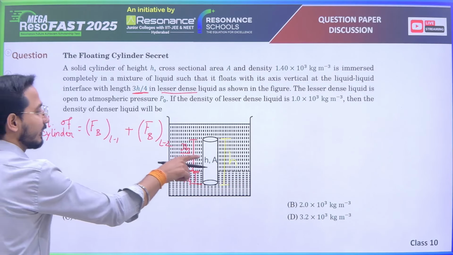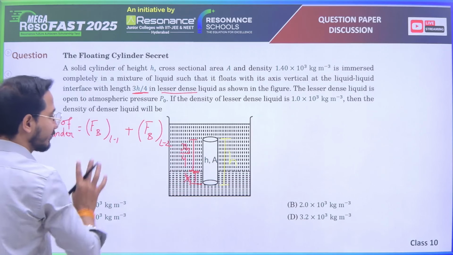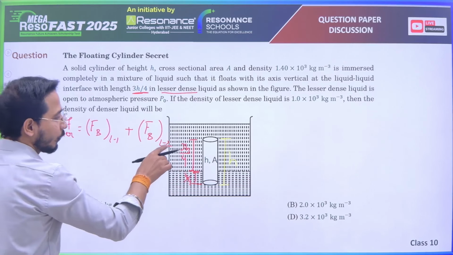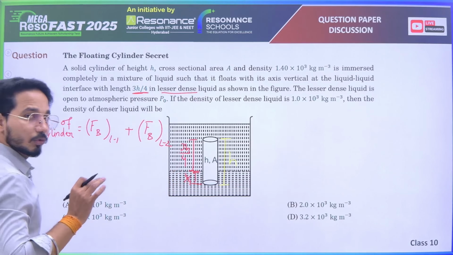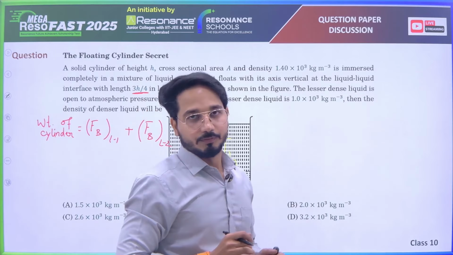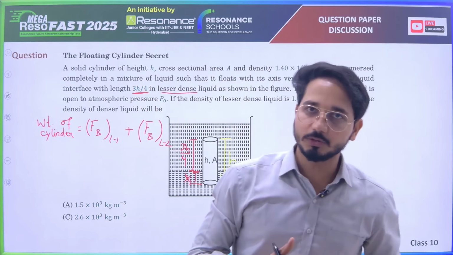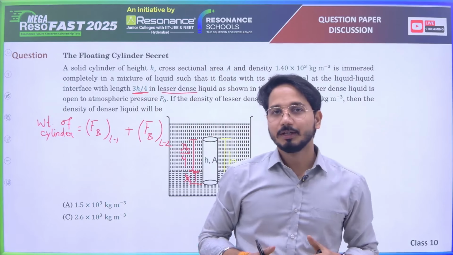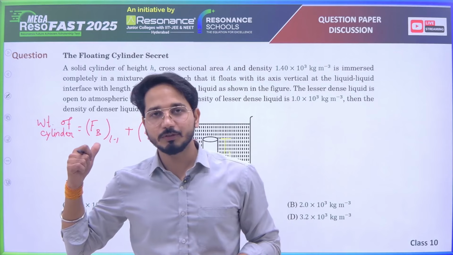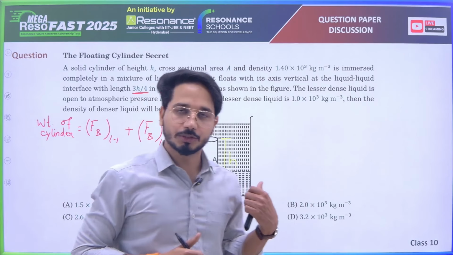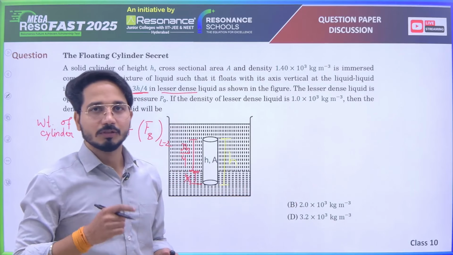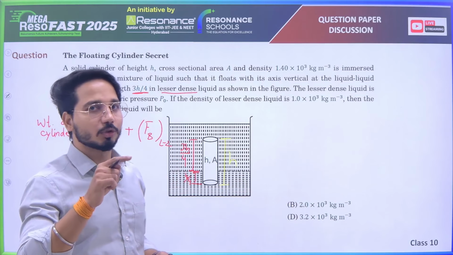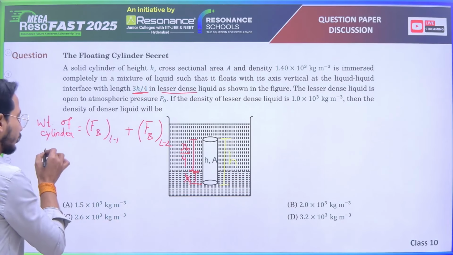Liquid 1 is less dense, which is given in the question. Liquid 2 is more dense, right? So how to calculate the weight of the cylinder? Weight is equal to mg, mass into acceleration due to gravity, right? But mass is not given in the question. So how can we calculate the mass? We know the formula m is equal to rho V.